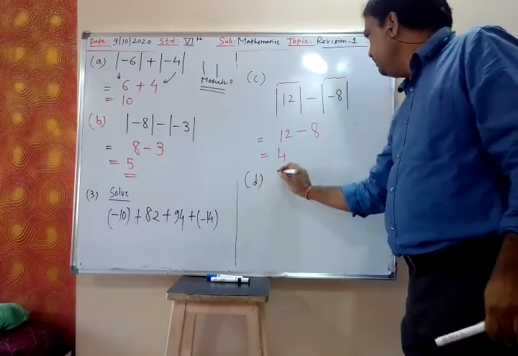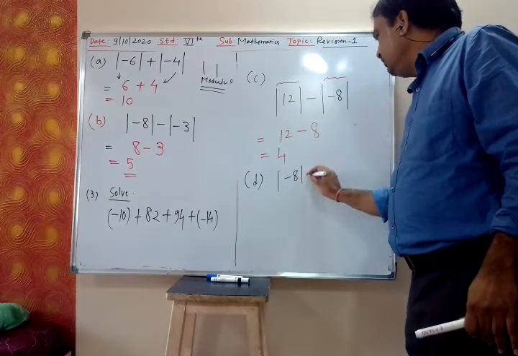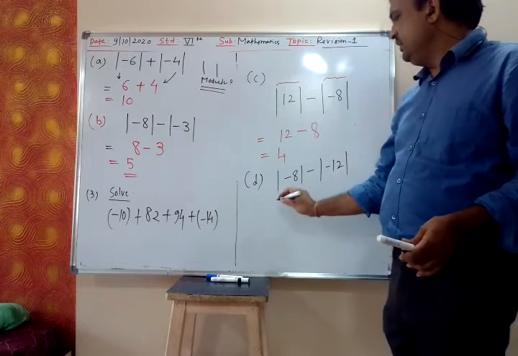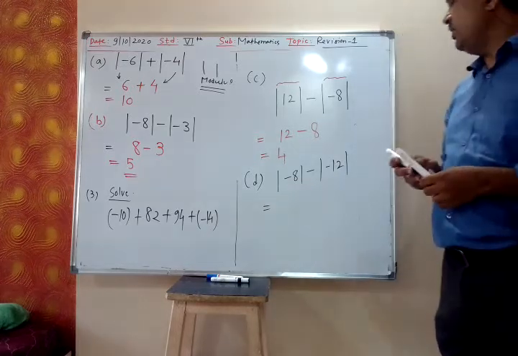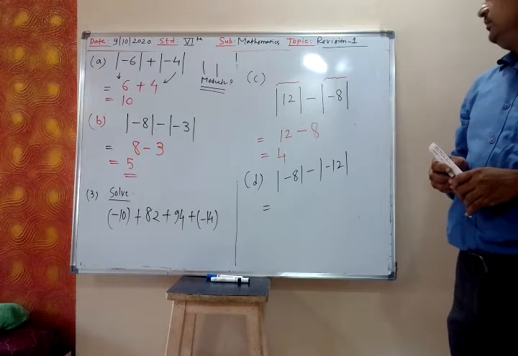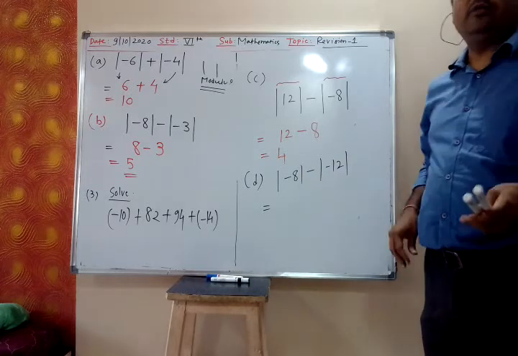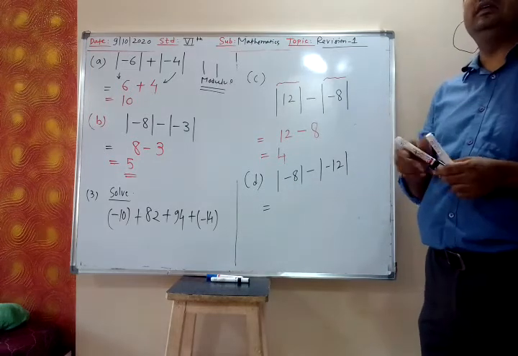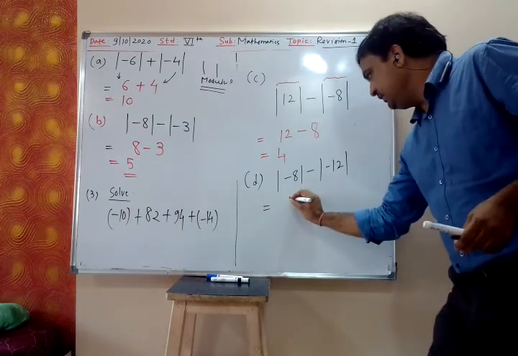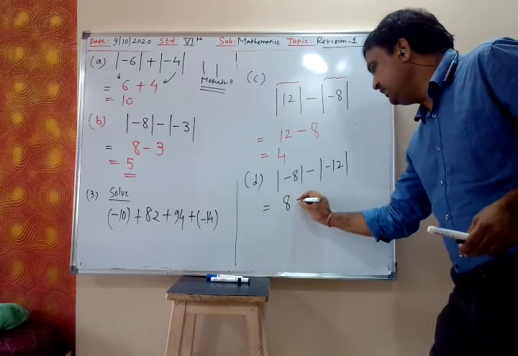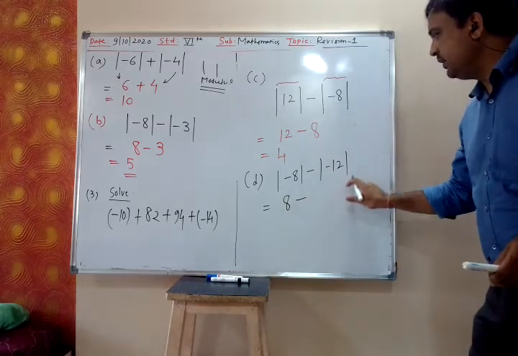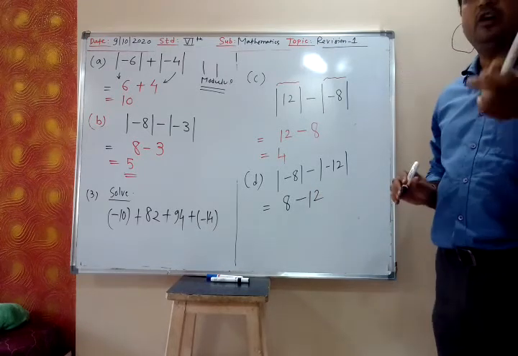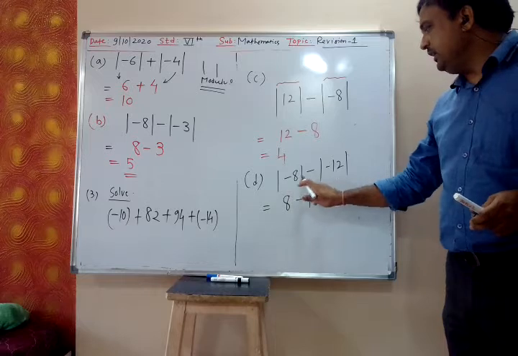Write D: mod of minus 8 minus mod of minus 12. Now what is mod of minus 8? Whether the number has a minus sign or plus sign, its modulus will always have a plus sign. 8, very good, 8. Then the minus sign will remain minus only. Then what is mod of minus 12? 12. Mod of minus 12 is 12. So finally it becomes 8 minus 12.